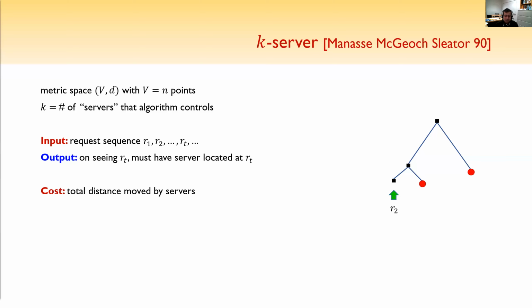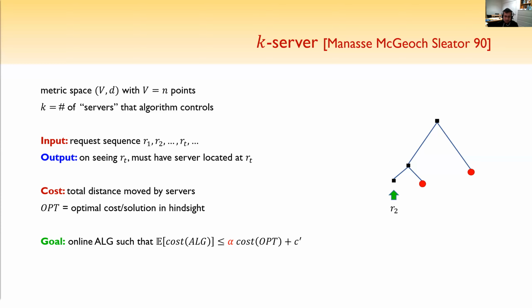The cost of the algorithm is the total distance moved by the servers on this metric space. And we will denote the optimal cost as the best solution in hindsight. So this is the total movement that the best solution, the one that moves servers the least, incurs given all the requests in hindsight. And as is usual in online algorithms, we will try to achieve the following kind of guarantee. Our algorithms will be randomized, so the expected cost of our algorithm should be at most alpha times the cost of the optimal solution plus some term C prime.